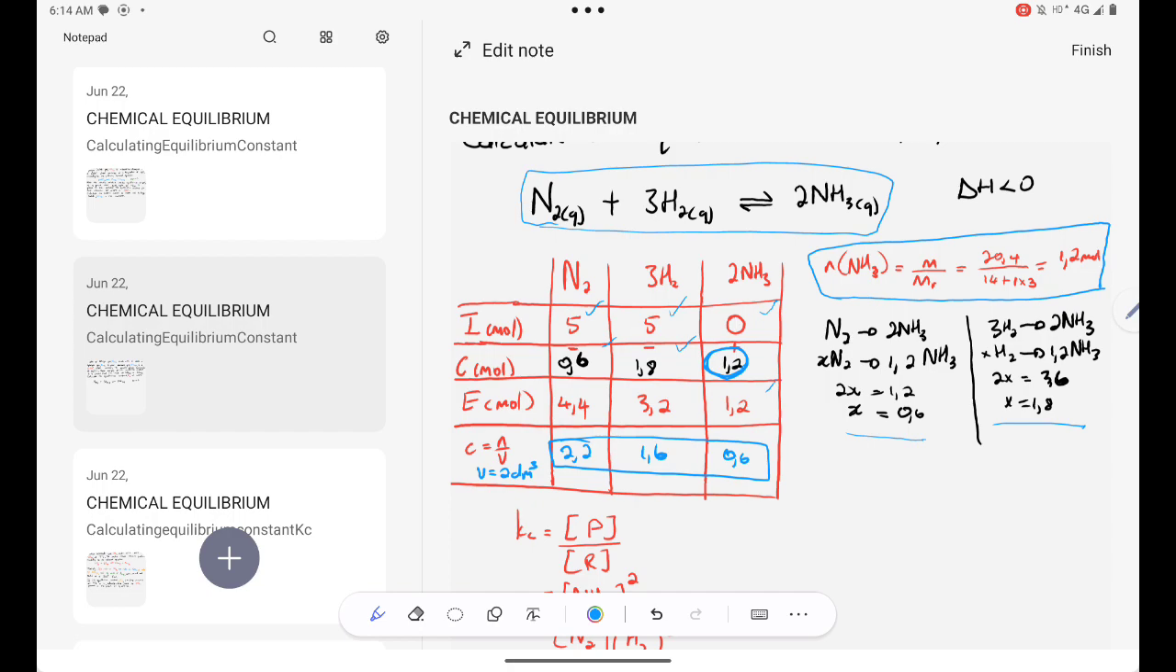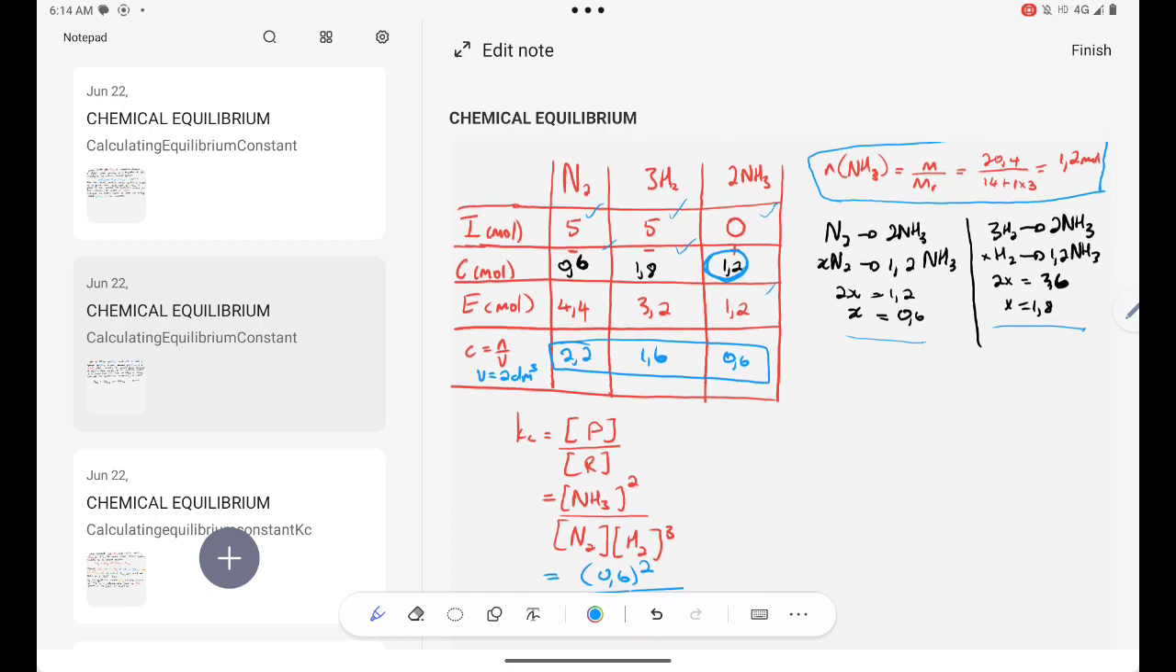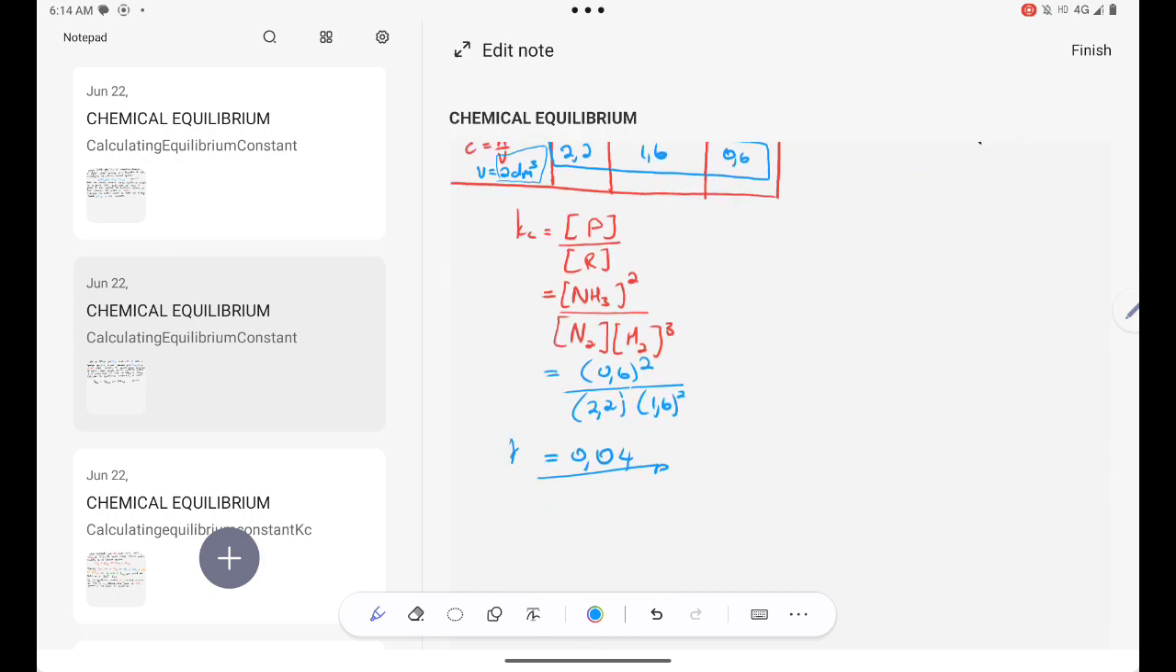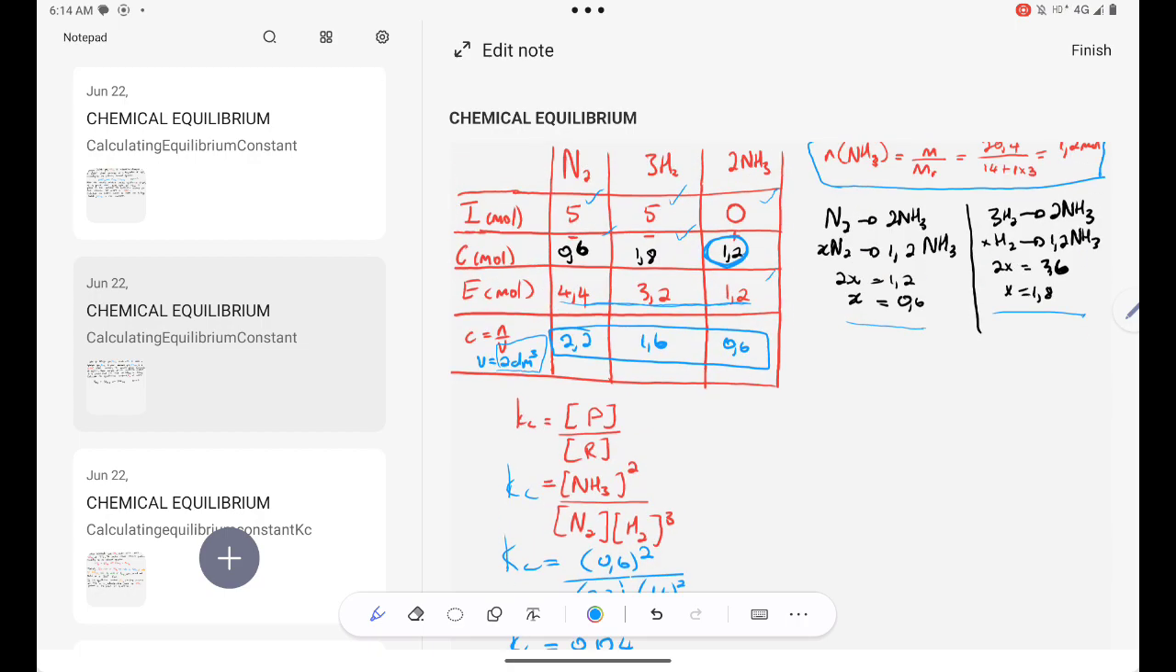And then for me to find my equilibrium concentration, just take the number of moles at equilibrium divided by the volume of the container. After finding your equilibrium concentration, you can go and calculate your equilibrium constant. Therefore, our equilibrium constant is basically equal to 0.04. That's how, guys, you're supposed to tackle this question.